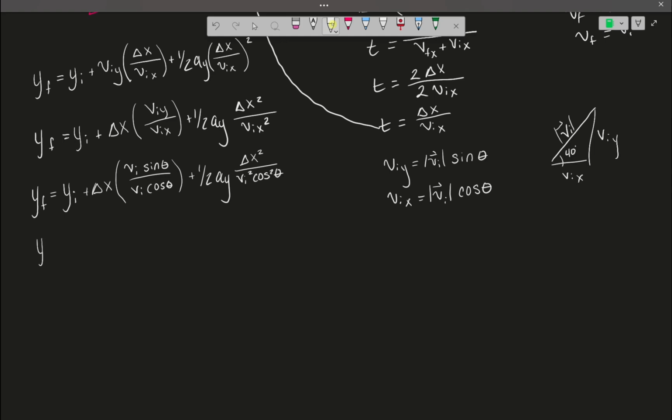So I'm actually going to simplify this a little bit more before I start plugging in numbers, because the less that I have to plug into the calculator, the less likely I am to make a stupid mistake and have to redo the problem all over again. Okay, sine over cosine, that's tangent.